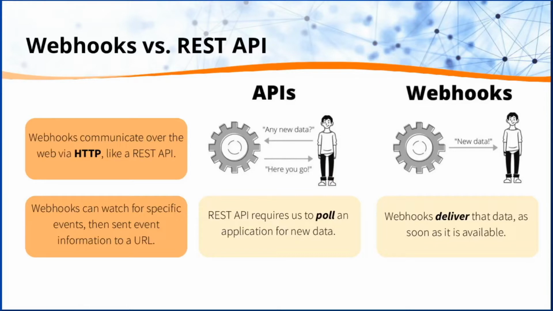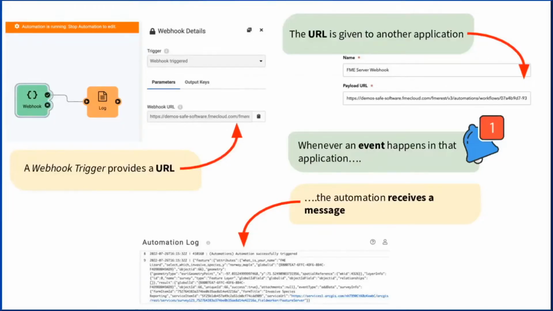And once we have that webhook connected to an FME Server automation, we can set up a workflow to respond to that incoming event. So this is a lot like being able to hire a concierge for your data. It's a bit of a luxury. As soon as an event happens, it's taken care of. The webhook trigger makes it really easy to connect other applications to an FME Server automation.